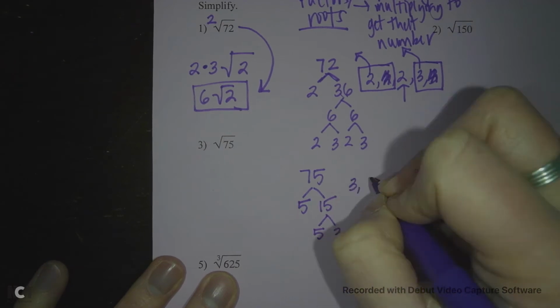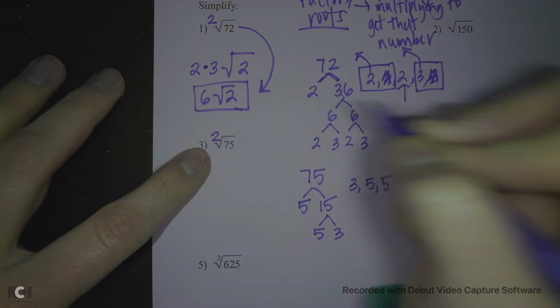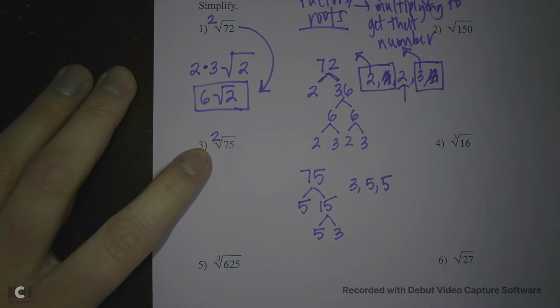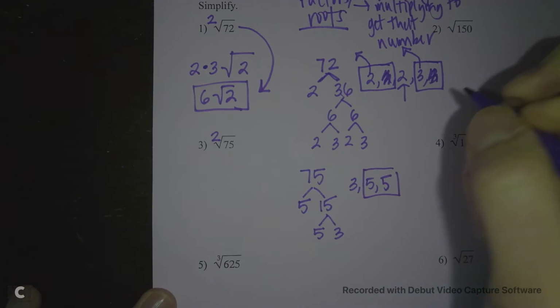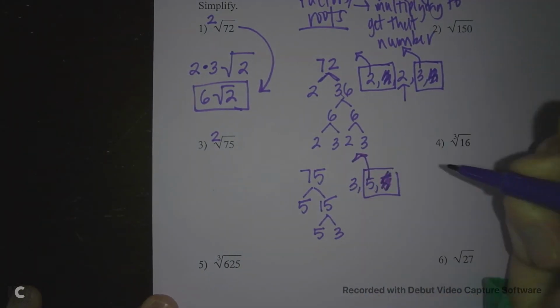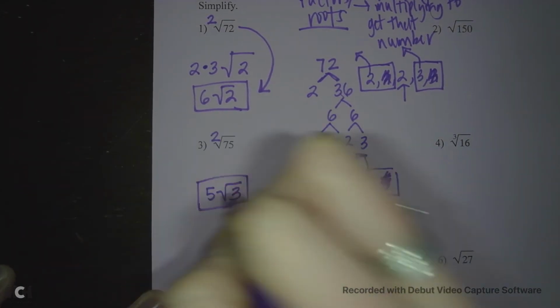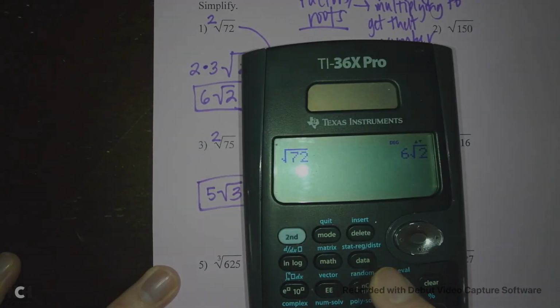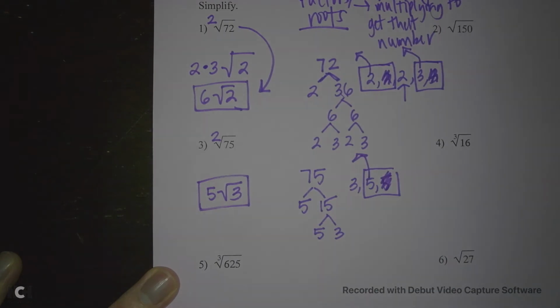Again, I'm going to put my numbers in order from least to greatest, and this time again, I'm looking for pairs, twins. So I have 2 5s, and nothing that matches with the 3. So one of the 5s escapes, and the other goes away, and my 3 is stuck. So my answer is going to be 5 root 3. And we can check this on our calculator by doing the square root of 75, and that equals 5 root 3. So we did perfect.